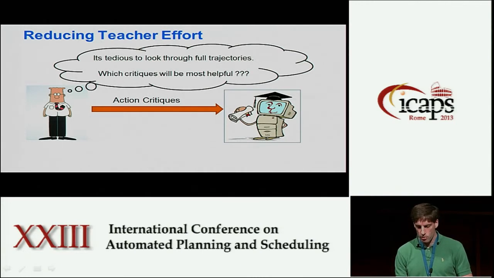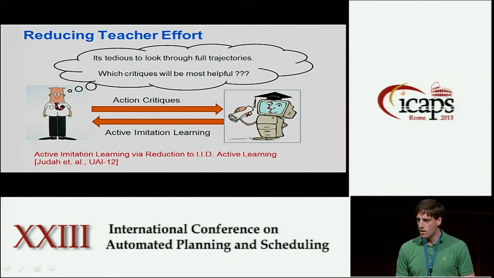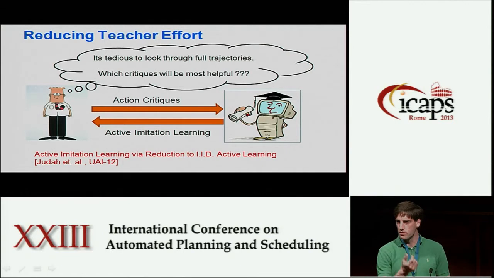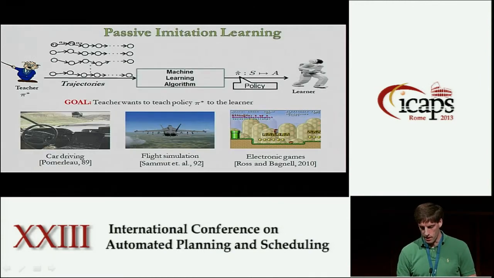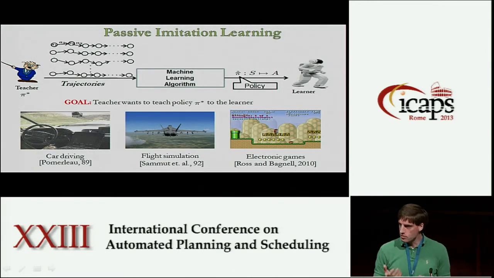And so what we're going to do now is allow the system to suggest where it wants to get critiques, right? Actively suggest these things. And presumably, the system has a better model of its own uncertainty, and it should be able to ease the user's burden by doing this. And this is a recent work that was at UAI last year called active imitation learning.